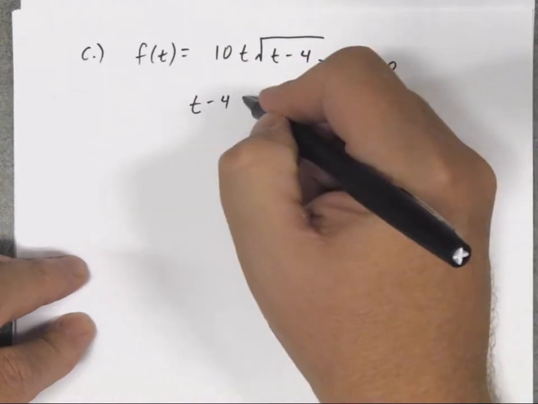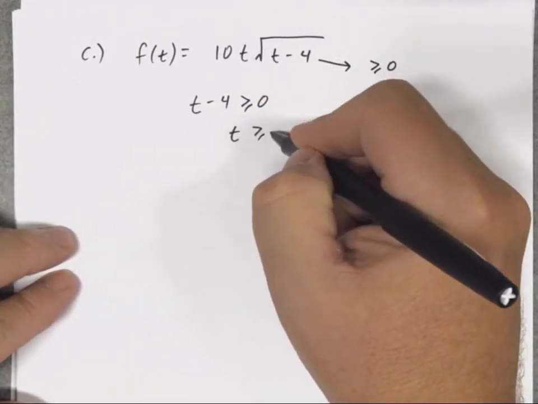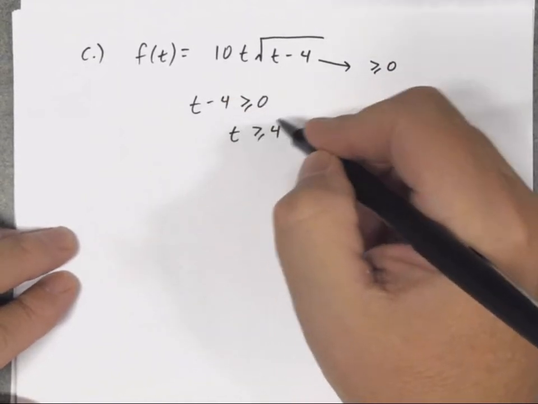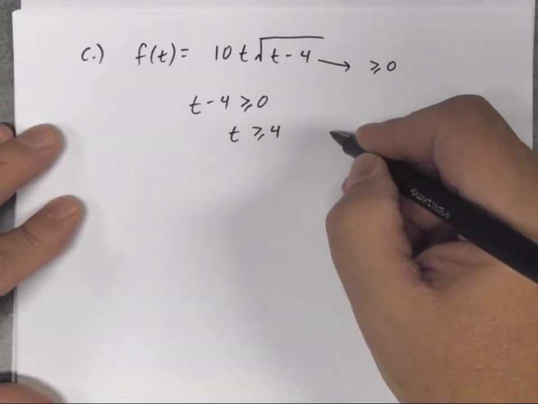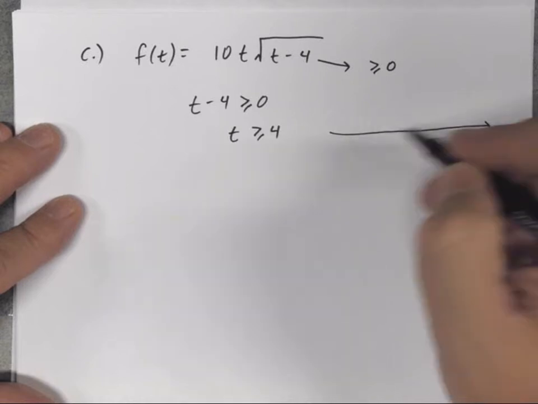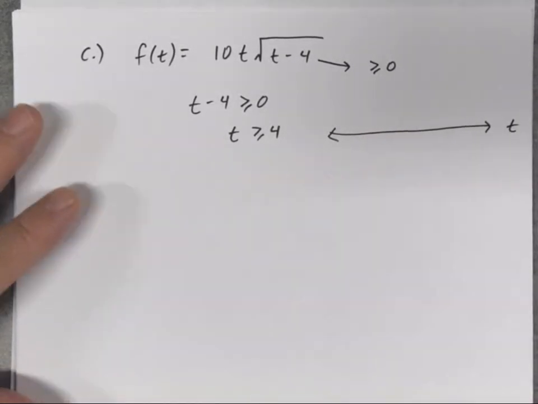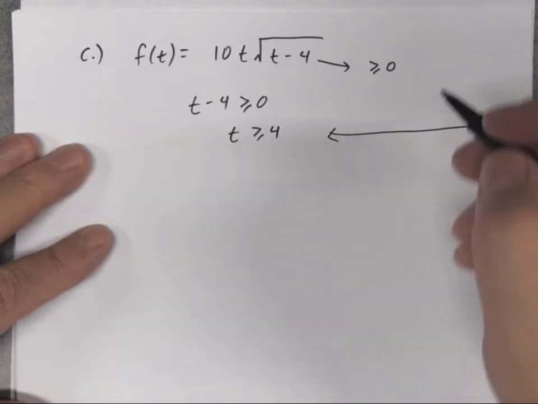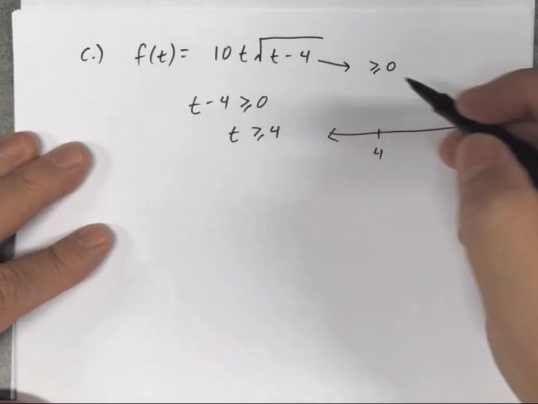So let's just write that out as an inequality. I'm really saying t minus 4 has to be greater than or equal to 0. If I get t by itself, add 4 to both sides, t greater than or equal to 4. Now sometimes for this kind of problem, just to make sure I don't get confused, when I have an inequality, a lot of times I just like to draw it on the old number line. So if this is t, and say 4 is here, t greater than or equal to 4.